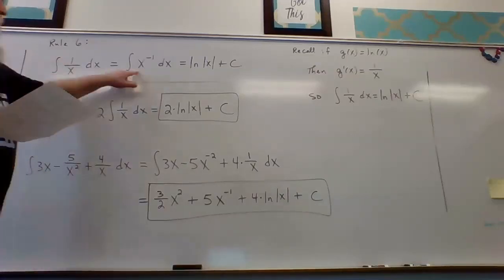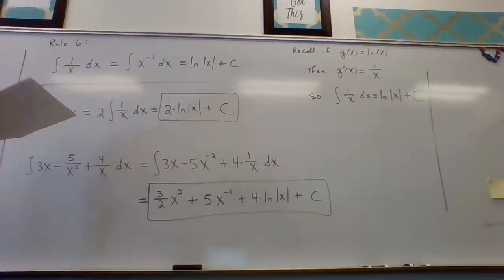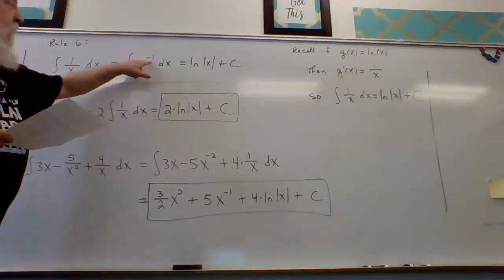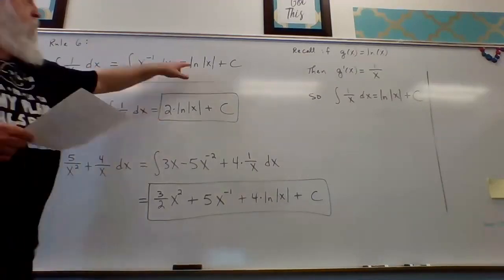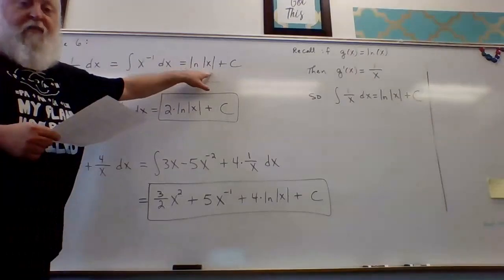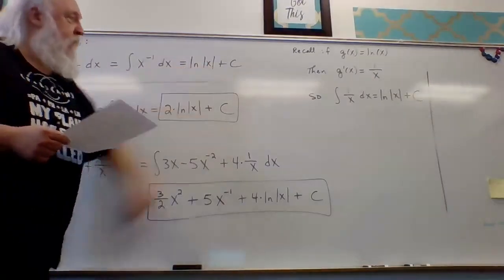Well, 1 over x is the same as x to the minus 1. And so the antiderivative of x to the minus 1 with respect to x, these are equivalent, is equal to the natural log of the absolute value of x plus c.